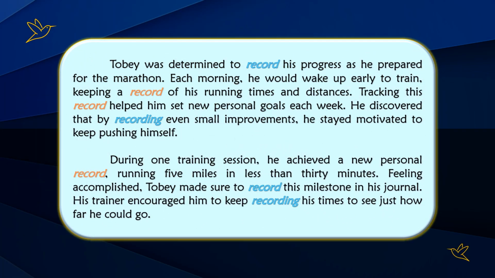Read the text carefully, identifying where each meaning applies. Focus on how each form fits within the overall context to convey its meaning. Toby was determined to record his progress as he prepared for the marathon. Each morning, he would wake up early to train, keeping a record of his running times and distances. Tracking this record helped him set new personal goals each week.